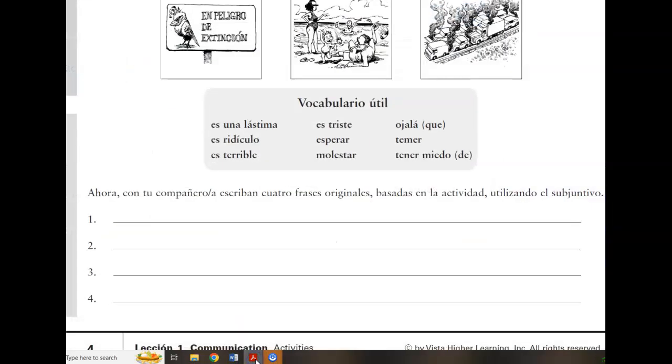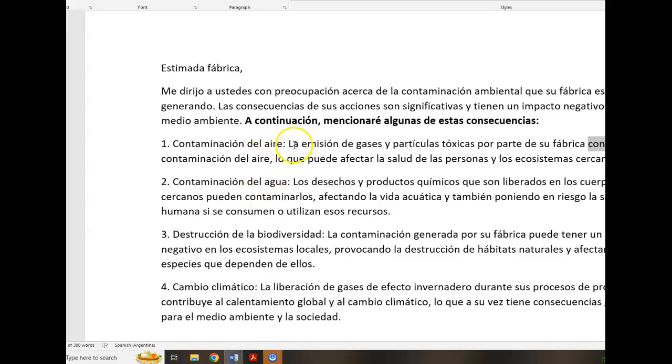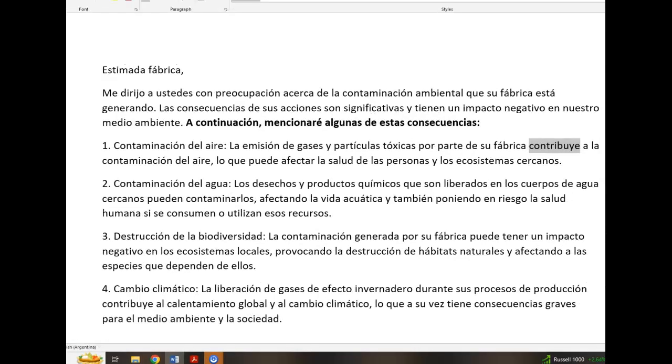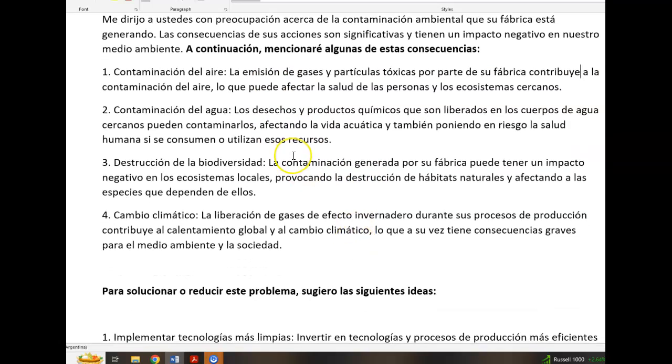So going back to that example, es una lástima. Remember, we're changing this statement into the subjunctive. Es una lástima que la emisión de gases y partículas tóxicas por parte de su fábrica contribuya. Change that ending to the subjunctive ending, and you have now a subjunctive statement. What I want you to do is come up with 3 of these. Identify 3 environmental problems in this list and then transition them into the subjunctive mood.